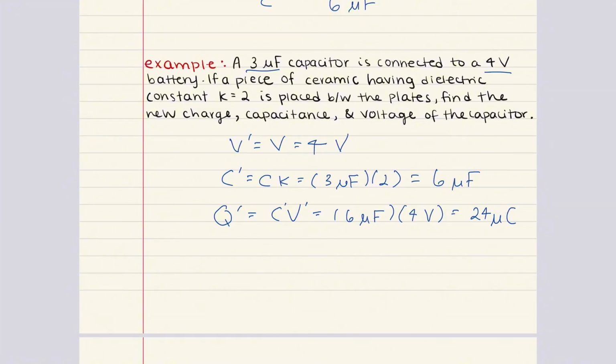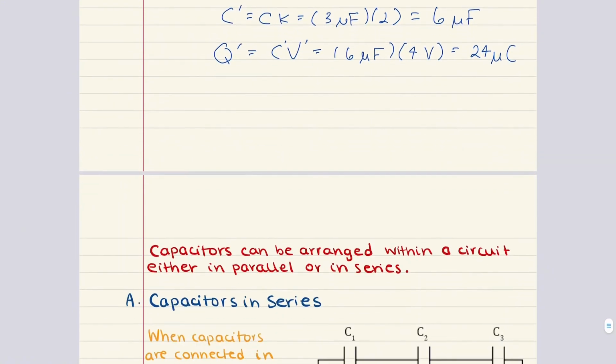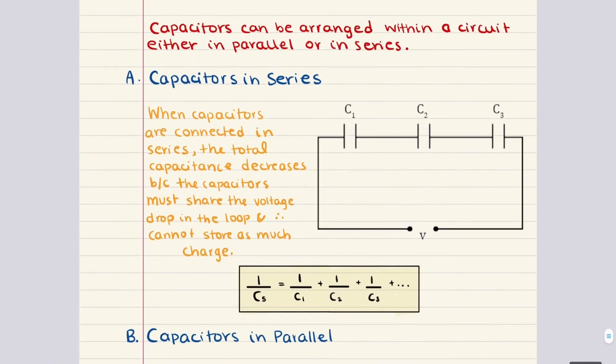So for the second example problem, it was very similar, except that the new voltage is still 4 volts. And then using that, we were able to calculate the new capacitance to be equal to 6 microfarad and our new charge to be equal to 24 microcoulombs. And with that, we can move into our next topic.